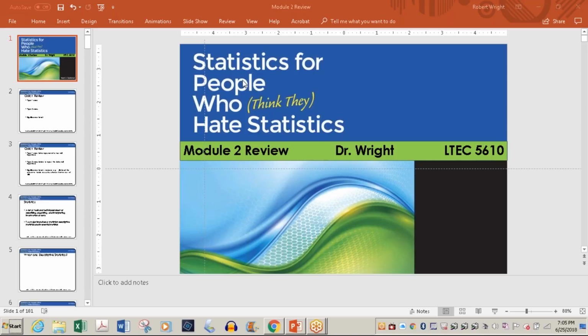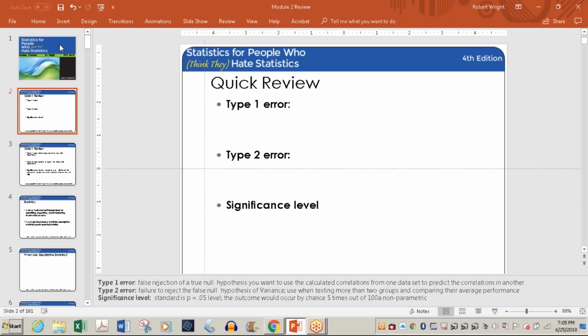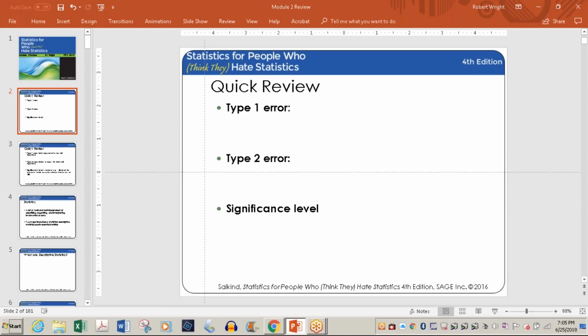Let's talk a little bit. First, a little review of some of the things we went through last week, talking about the errors, type 1 errors and type 2 errors, and significance levels. When we're talking about errors, what are we talking about with a type 1 error? Anybody? It's about rejecting the null hypothesis. Yeah, you're basically making a mistake and you're rejecting a true null hypothesis. The null hypothesis is correct. There is no significant difference, and you reject it saying there is a difference.